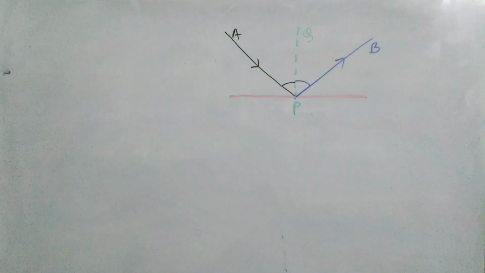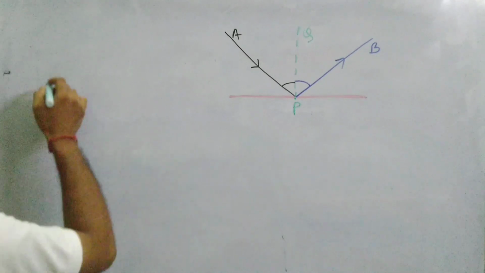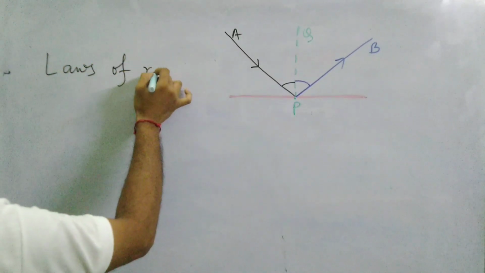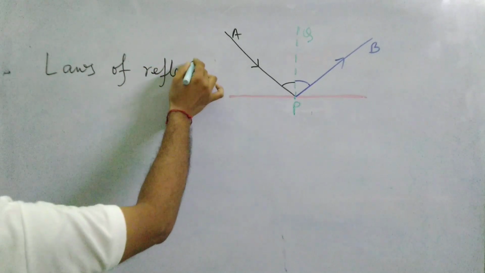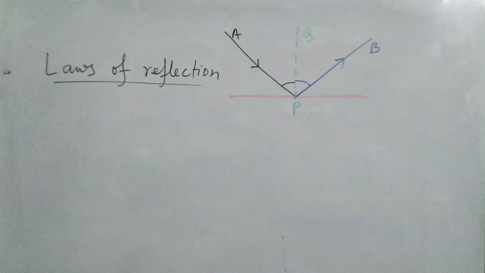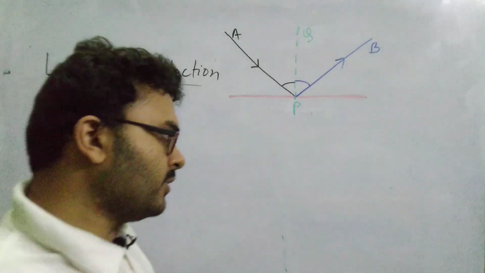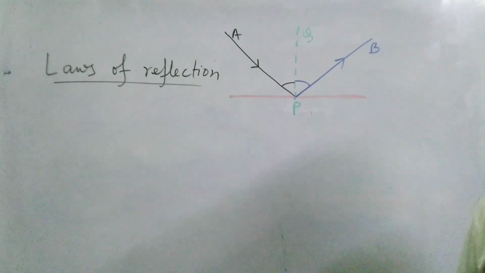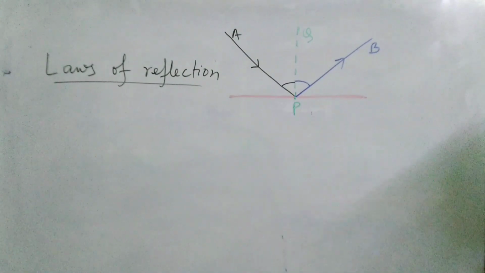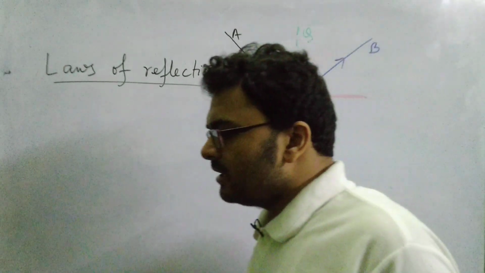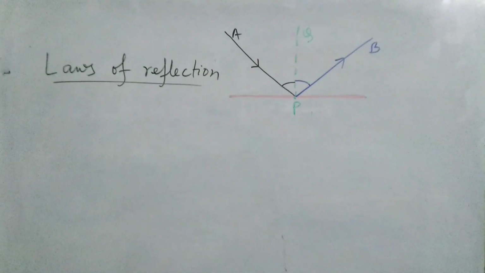So next topic is our laws of reflection. There are some laws that we get regarding the process of reflection. Actually, the phenomenon of reflection is observed properly, and then some conclusions are drawn, some general theories are drawn, and these general theories or conclusions can be regarded as the laws of reflection. Okay, so what are the laws of reflection?